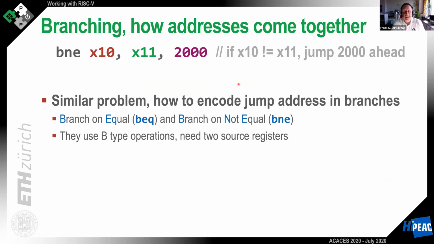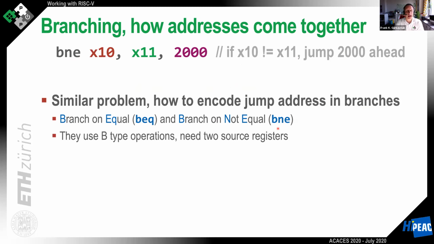So another trick that you use is in branching. We have here one instruction. It says branch on not equal, BNE. It compares the contents of 2 registers, in this case, X10 and X11. And if they are not equal, we will jump to a location that is further ahead or behind. So now we have a similar problem. We need to jump to an address with the branch. And this branch is a memory address, but we cannot encode a 32-bit memory address in the same instruction.